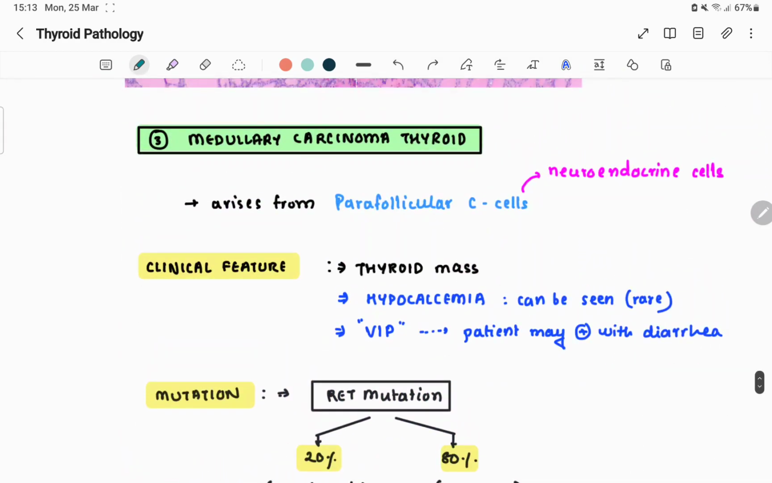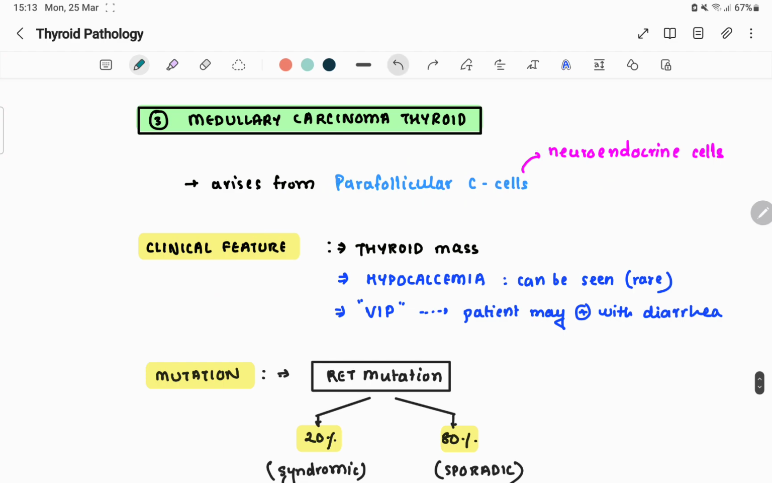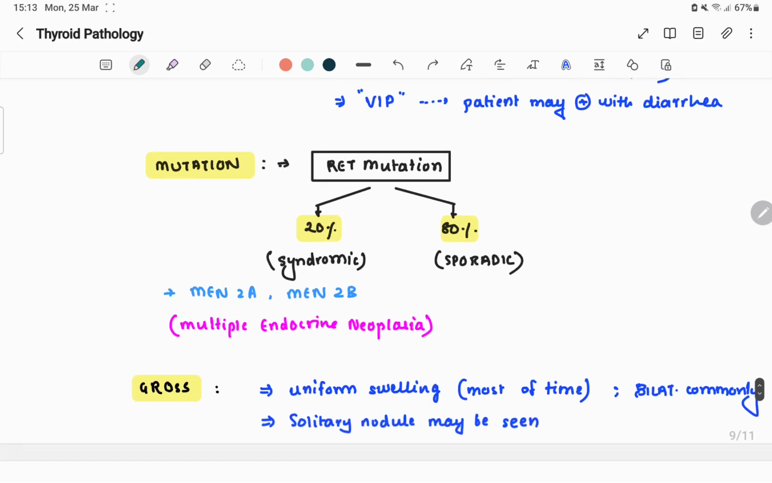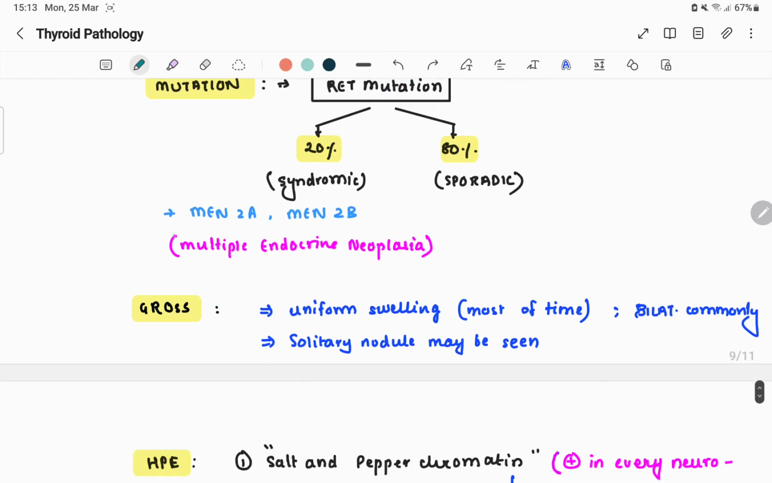Understood? Let's talk about third, medullary carcinoma of thyroid, which arises from parafollicular C cells. Remember one point we read in biochemistry, that calcitonin is a marker. Clinical features: thyroid mass is there, hypocalcemia, or VIP, and the patient may present with diarrhea. Mutation is RET mutation, 20% syndromic, 80% sporadic cases, or MEN2A, MEN2B mutation may be there.